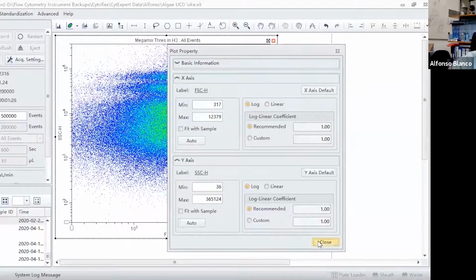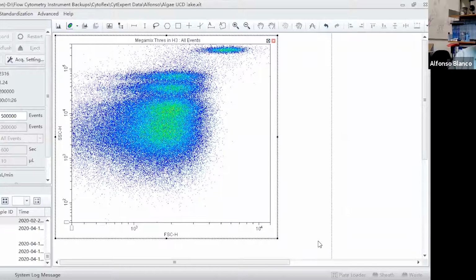And this is something similar to comparing why we are working with logarithmic scale and linear scale when you're doing cell cycle analysis. If you're looking at big distributions like GFP expression or CD4 or CD8 expression, you want to work with logarithmic scale.